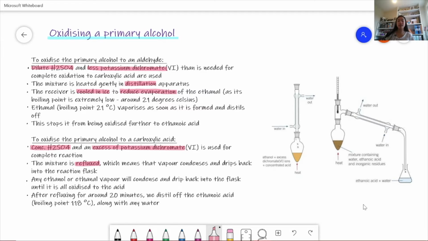And after refluxing for around 20 minutes, we then distill off the ethanoic acid along with any water using the apparatus on the right, kind of like how we did the oxidation of the primary alcohol to the aldehyde.